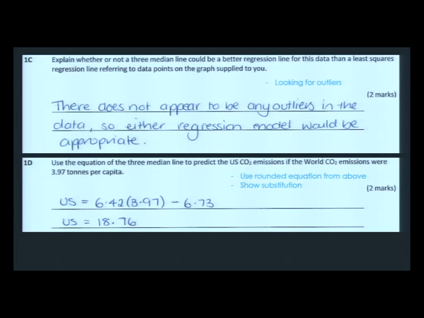So show the line: US equals 6.42 times 3.97 minus 6.37, and then your final answer. Always go to 2 decimal places unless you're told otherwise. The exception to that is your R and R squared values, obviously, but always go to 2. If you are rubbish at rounding, go to 3. Make sure you write it down correctly.